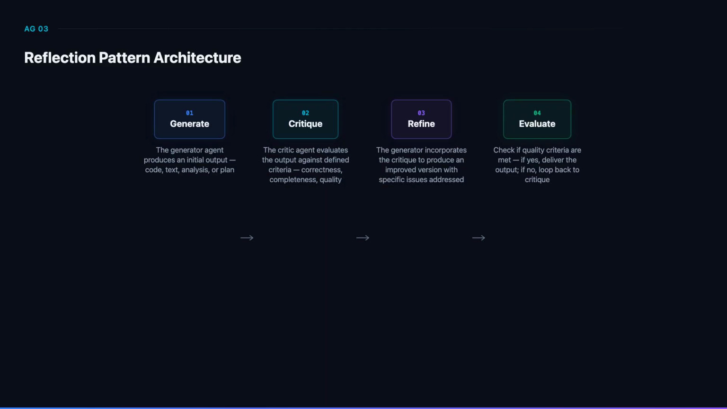After refinement, evaluate whether the output meets the quality threshold. If it does, deliver the result. If not, loop back to the critique phase. Set a maximum iteration limit to prevent infinite loops. In practice, most improvements happen in the first 2 to 3 iterations, with diminishing returns after that.